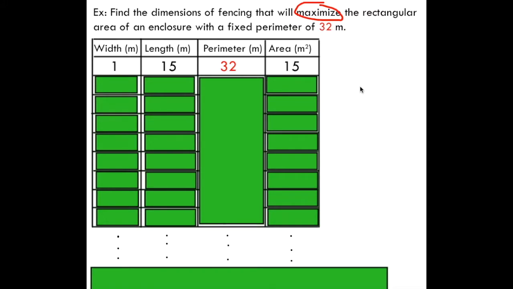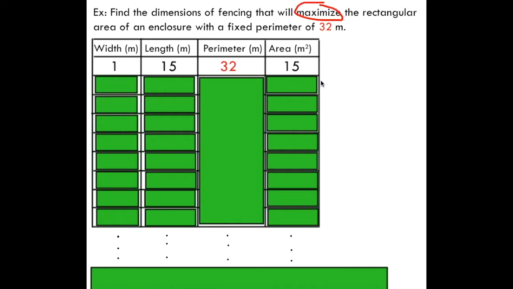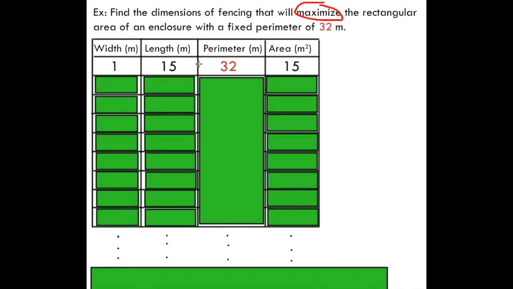So if we go back to our definition of optimization, given certain conditions, so in this case we're given a fixed perimeter of 32 meters, and we want to make something the greatest possible. In this case, we want to make area the greatest possible. I'm going to start by thinking about one set of dimensions, so a length and a width, that would give me a perimeter of 32 meters.